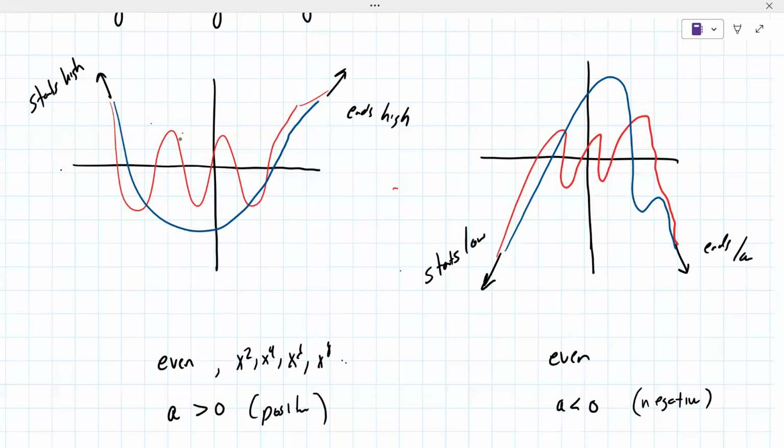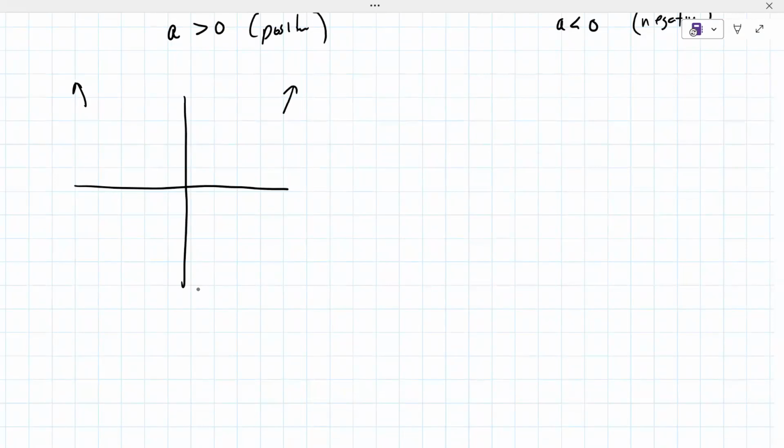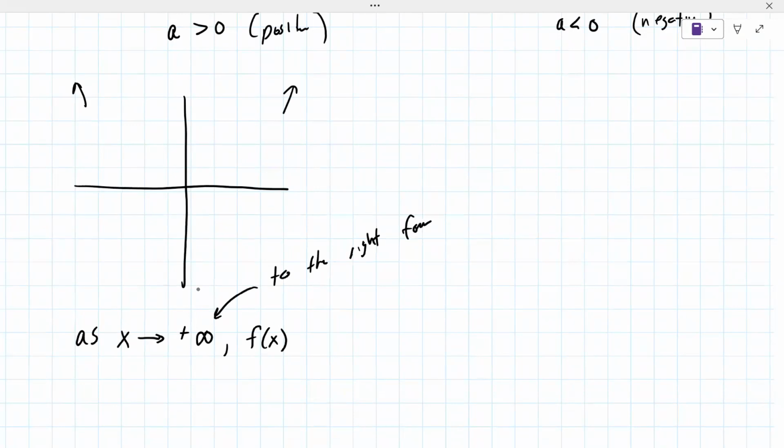Okay. So in terms of the end behavior now, here's how we write it. These are the same two graphs. So you say, as x goes to positive infinity. And what you're saying when you say positive infinity is to the right forever. So as you go to the right forever, what happens to the y value? Well, f of x goes to positive infinity.